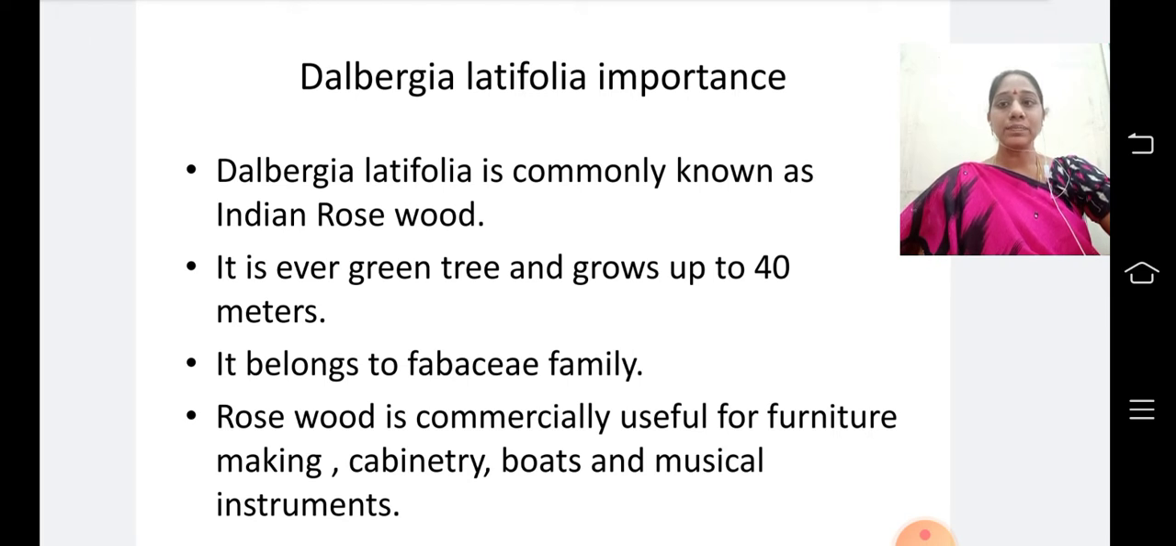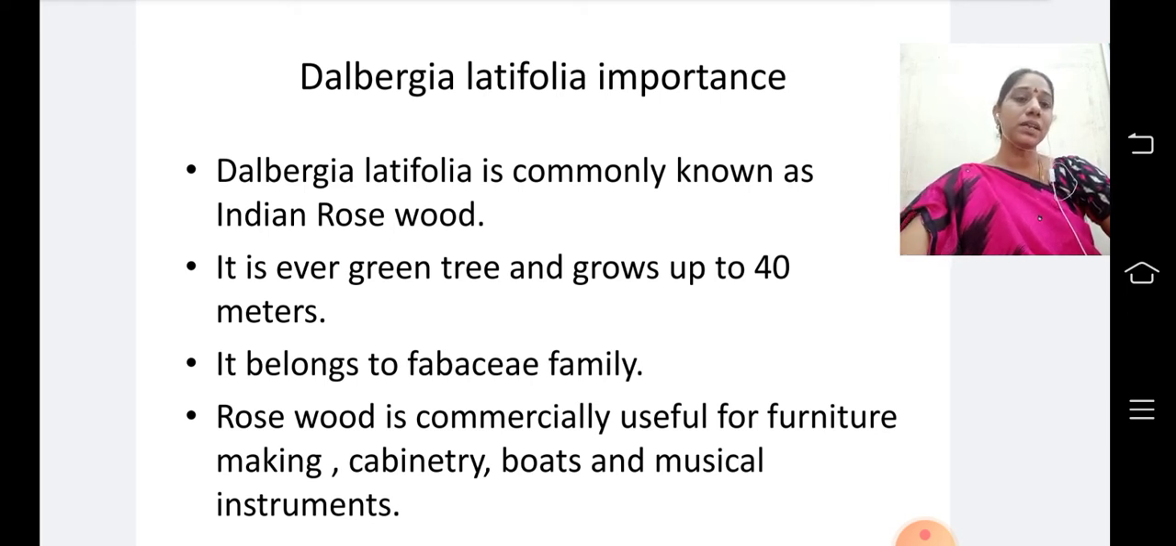Coming to the weight, the weight is up to 780 kilograms per meter cube at 12% moisture content, with interlocked grains. The wood has large pores. We can see these pores very distinctly, with our naked eye. Medullary rays are very fine. So it is a porous wood.